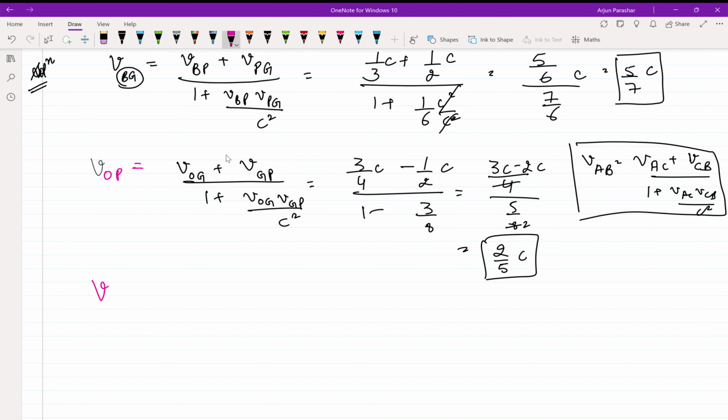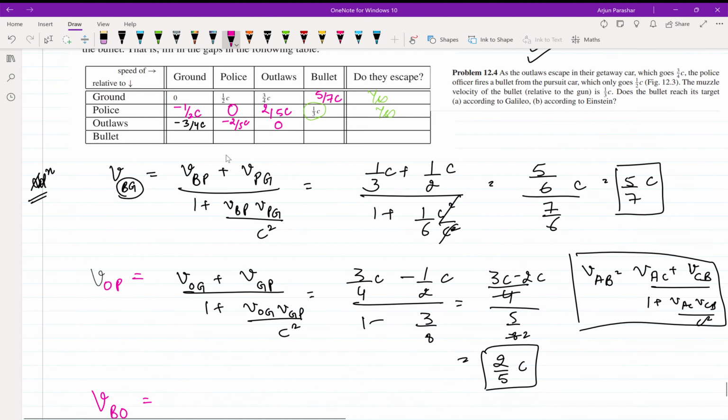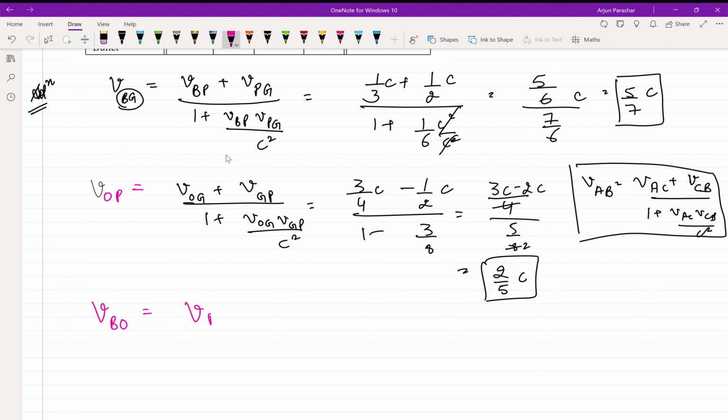Now this is important. Speed of bullet with respect to the outlaws is the speed of the bullet with respect to the ground plus the speed of the ground with respect to the outlaws, upon 1 plus the speed of the bullet with respect to the ground times the speed of the ground with respect to the outlaws, upon c square. Let me tell you a trick to write it. If you see BO here, replace it with another related place, and again here, and the final place is here. So you can see a pattern here: BG, GO, and here is BO. So B and O, and we need to replace this by some other relative place.